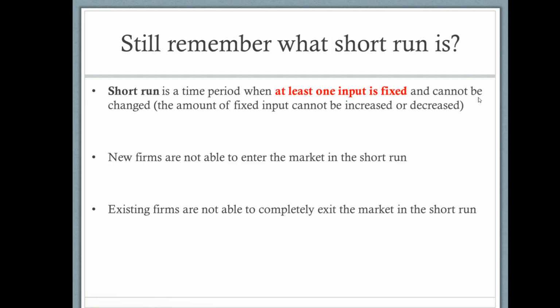Based on this assumption, we will be able to come up with the conclusions in the short run, in perfect competition. The new firms are not able to enter the market in the short run. I know the concept is kind of vague, but I'm going to show you an example, and hopefully you will understand why in the short run the new firms are not able to enter the market.